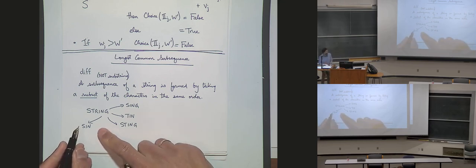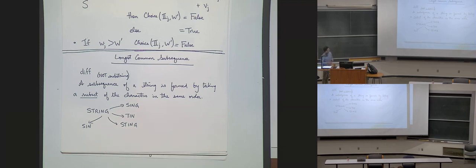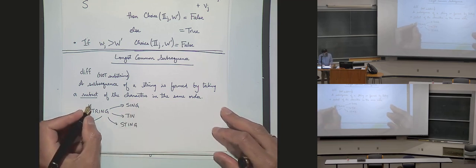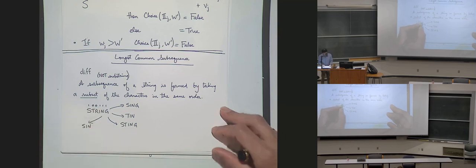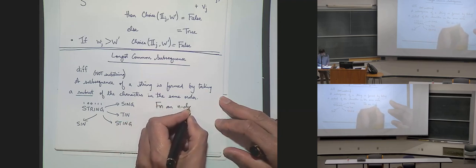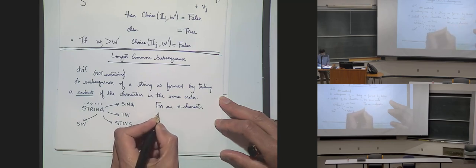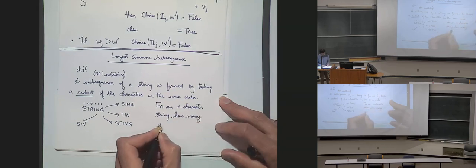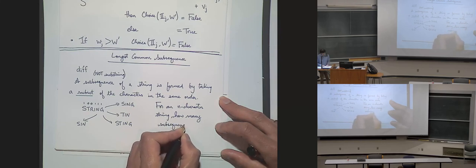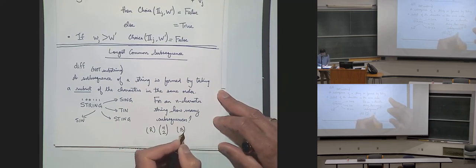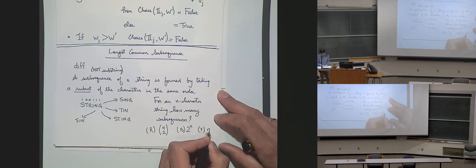One way in which I can represent this is, again, do I pick this or not? So if I wanted to get sing, I would say pick, don't pick, don't pick, pick, pick, pick. So for an n character string, how many subsequences? Is it n choose 2? Is it 2 to the n? Or is it n factorial?